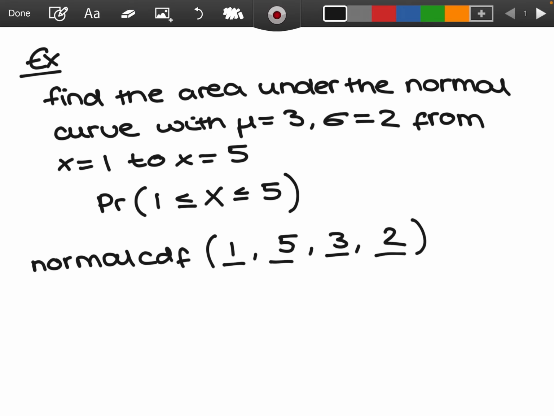Because we're looking for a probability, we're looking for an area, it's normal CDF. In our previous problems that we've just done, we've been given an area, we're looking for a data point. So in that case, we use inverse norm. So if you're looking for the area or probability, you use normal CDF. If you're given the area or probability and you're looking for the outcome, you use inverse norm.